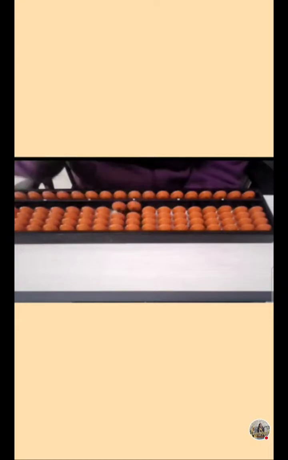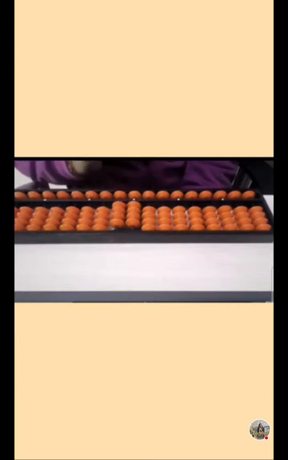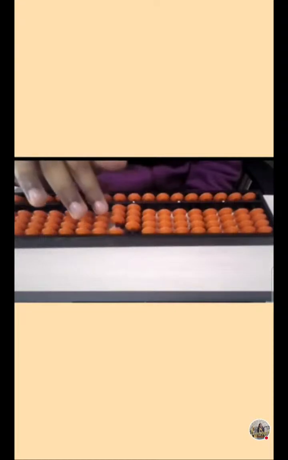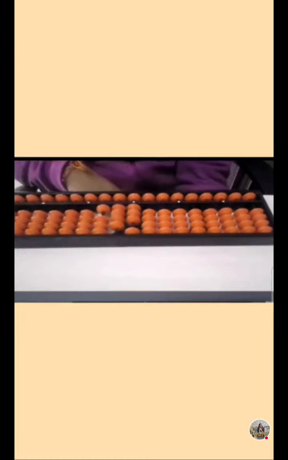So 5 plus 6, plus 6, minus 9, 42, 99. Now in 44, I have to add 99. How will I do that? Just consider I have to add 9 in 4 here, 9. Okay, so minus 1 plus 10, minus 1 plus 10. 143. 44 plus 99 is 143.